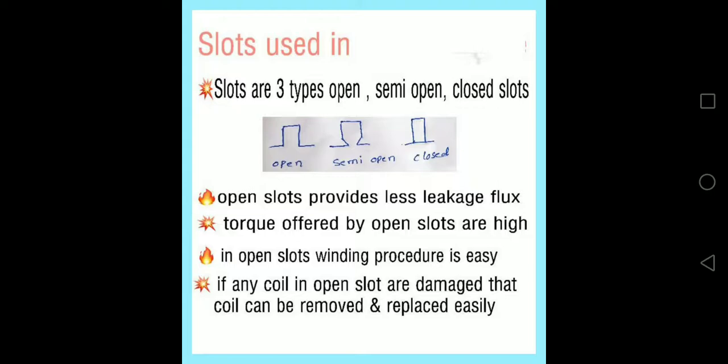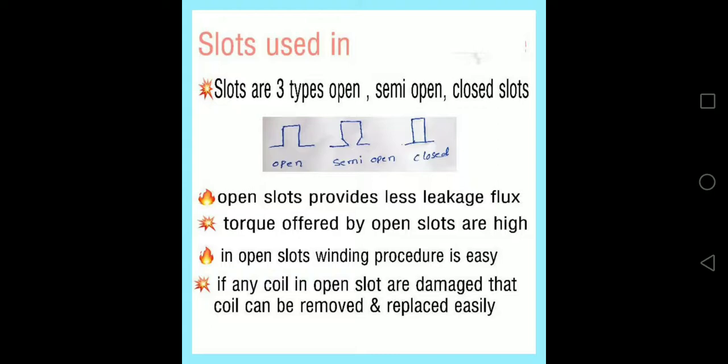if any winding slot is damaged, then it is easy to remove and easy to replace in an open slot. But in a closed slot, if you place the armature winding in the closed slot, and that winding is burned or damaged, then that winding is very difficult to remove and replace. So these are the difficulties with the closed slot, and these are the easiness of open slot.